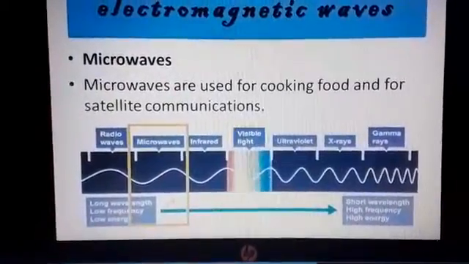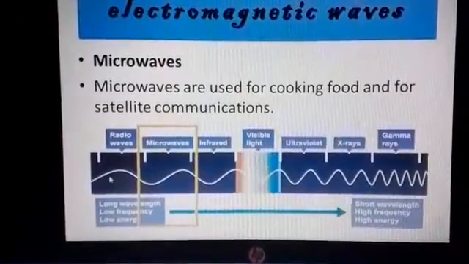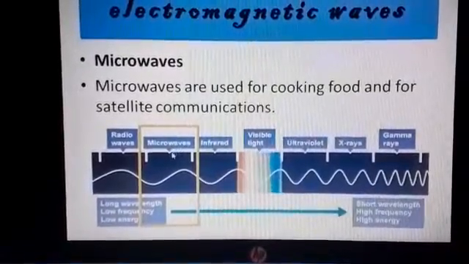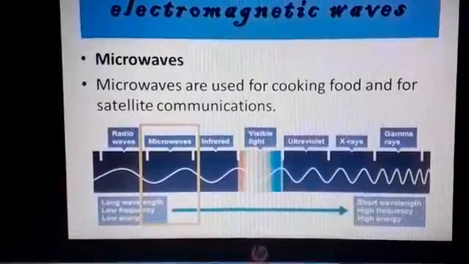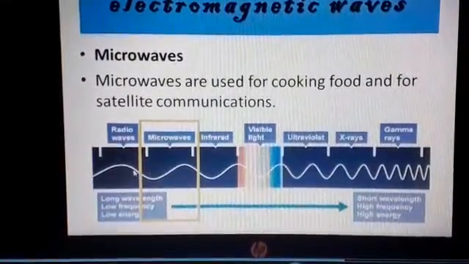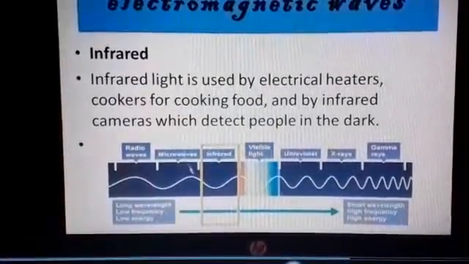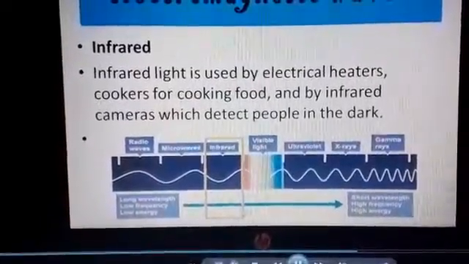These are also the ones we use in telecommunications, like television, radio, and your mobile phones. Now, microwaves are a bit shorter, however they do carry higher energy than the radio waves. That's why we use them for cooking food and satellite communications, because they can be more precise and more accurate than radio waves. Infrared is the one just before that. That's what we call it, infrared.